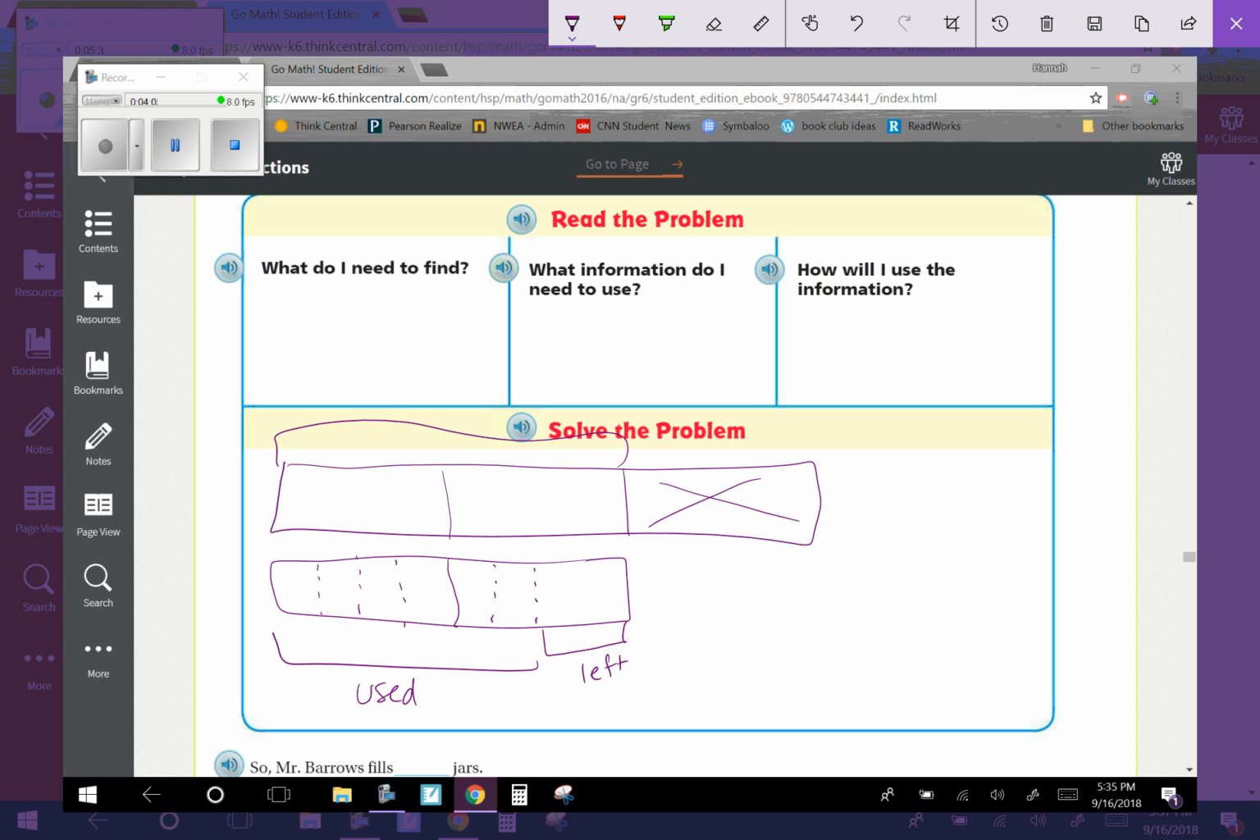The model shows that Mr. Burrows uses 1/2 cup of salt. 6 groups of 1/12 are equivalent to 1/2. So 1/2 divided by 1/12 equals 6. So he uses 1, 2, 3, 4, 5, 6. So he fills 6 jars.